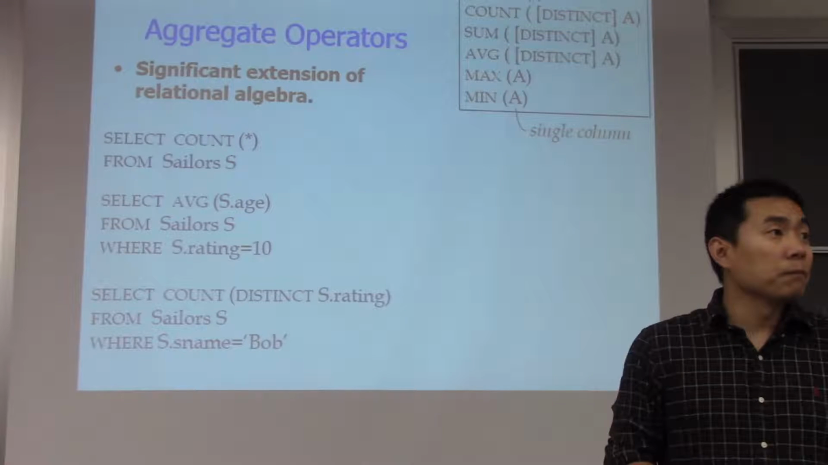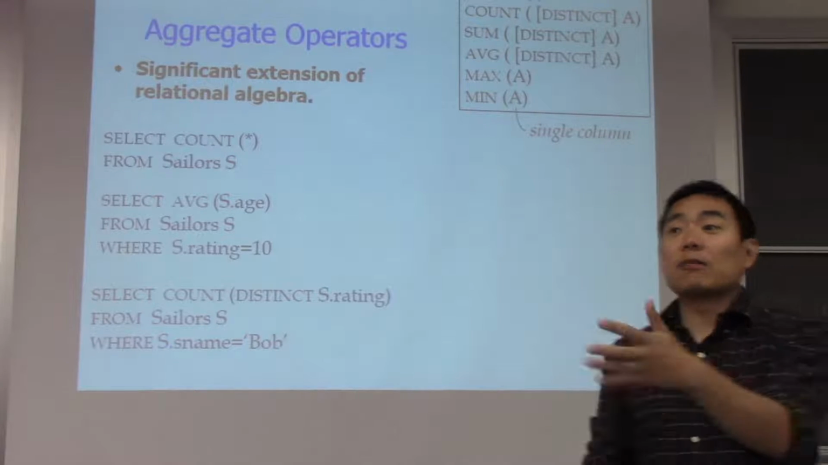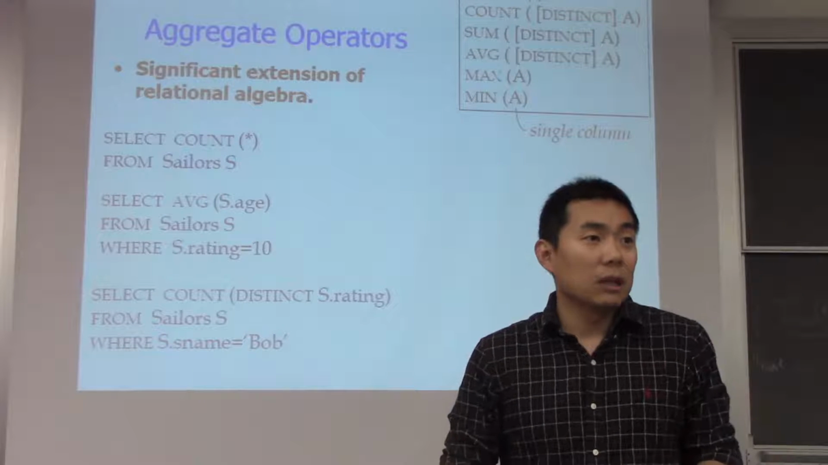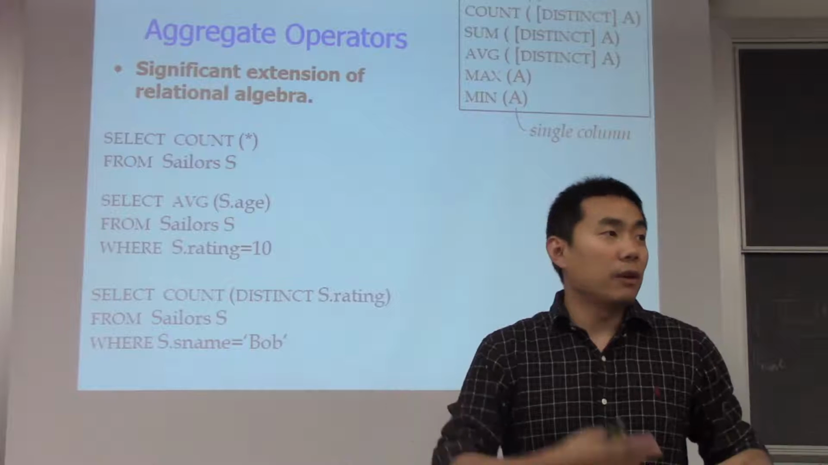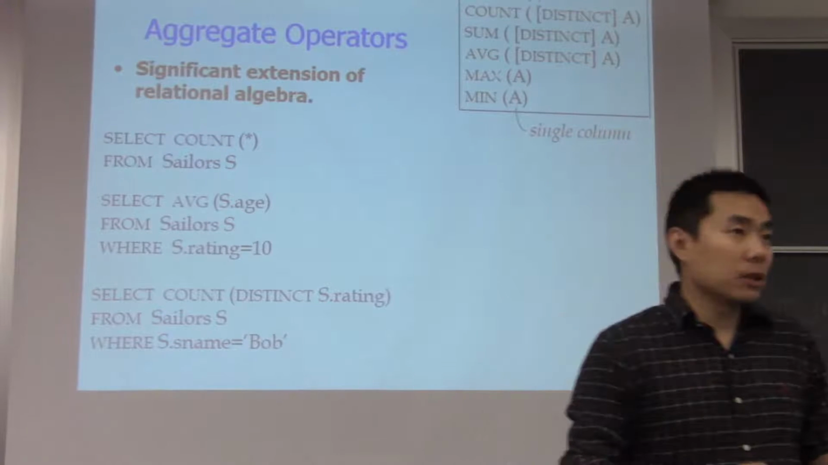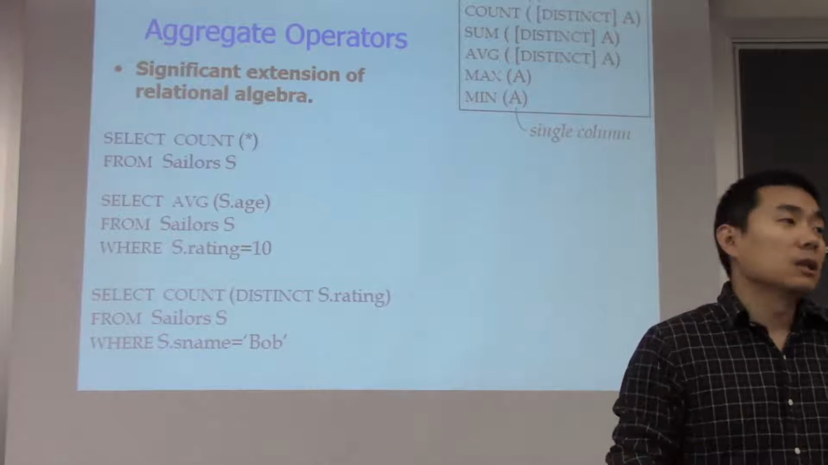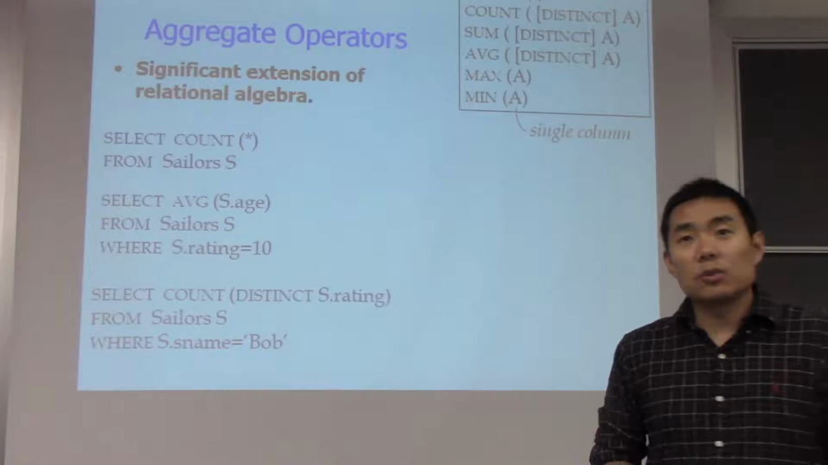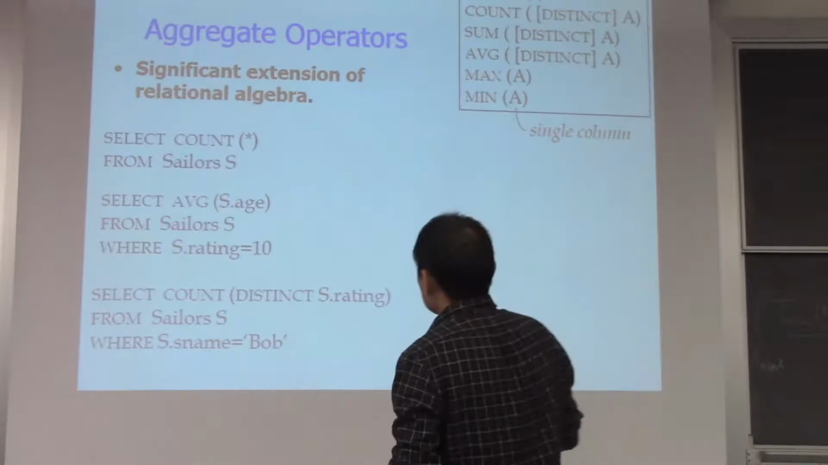For example, number of times you have reserved a boat. How many boats you have reserved in total? What's the total salary of all university employees? There's no way for you to do that in relational algebra based on the things we have learned. In SQL, of course, you can do things like this. You just use basic aggregation operators.